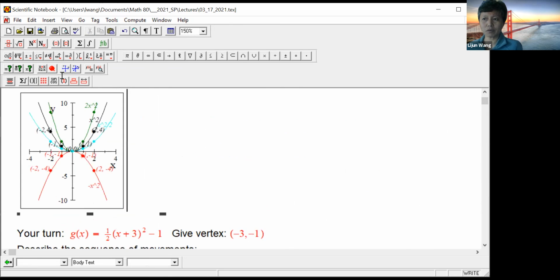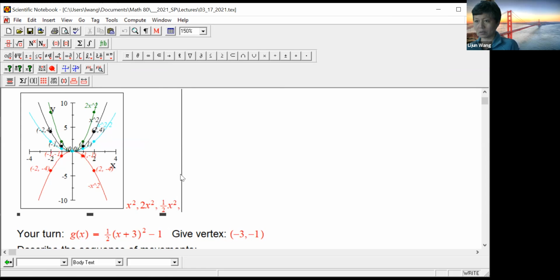What is the line of symmetry for all of them? It's the y-axis, right? So what are these functions? We have x squared, 2x squared, half x squared, and negative x squared. You don't need to memorize. What do they all have in common? They just have x squared alone.